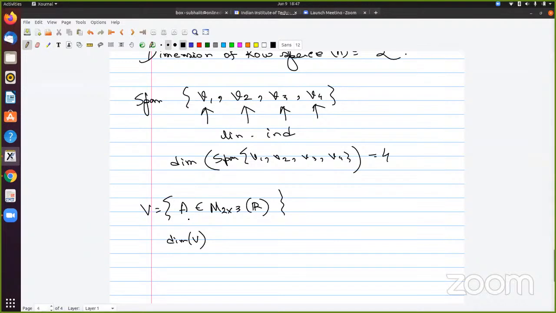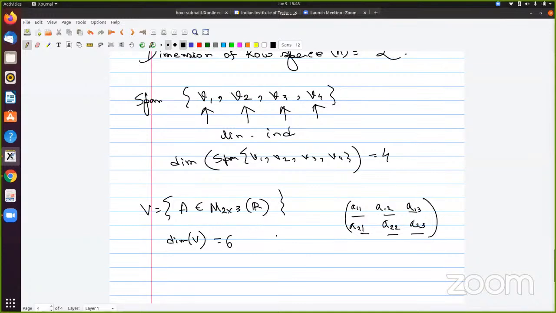Dimension will be 2, at least 2. Why? Because there are 2 rows and 3 columns. Is it? Dimension would be 3, sir. How many free variables are there? 6. Okay, dimension is 6. Yes. Right?